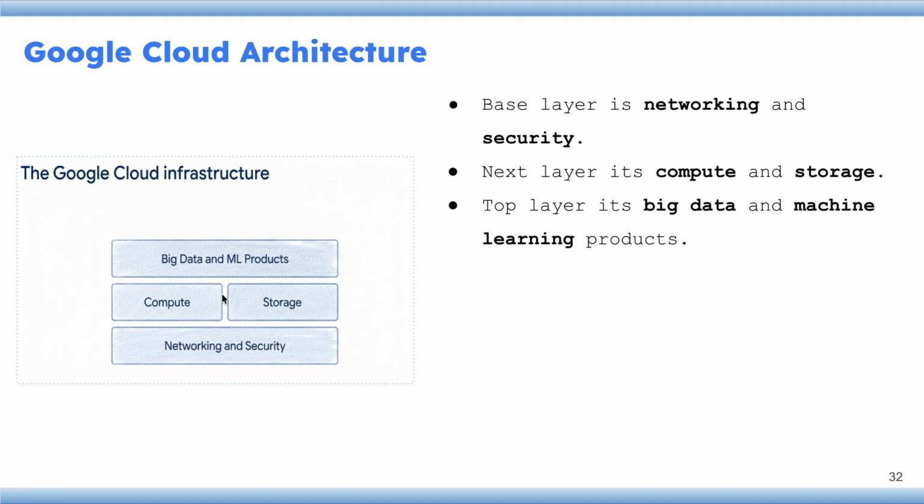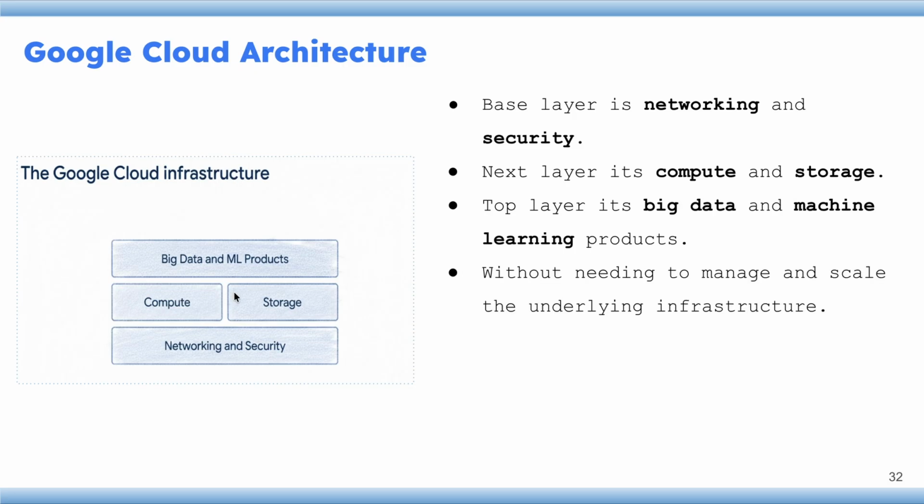And on top of this layer sit the big data and machine learning products, which enable you to perform tasks to ingest, store, process, and deliver business insights, data pipelines, and build ML models. And thanks to Google Cloud, all these things are accomplished without needing to manage and scale the underlying infrastructure.